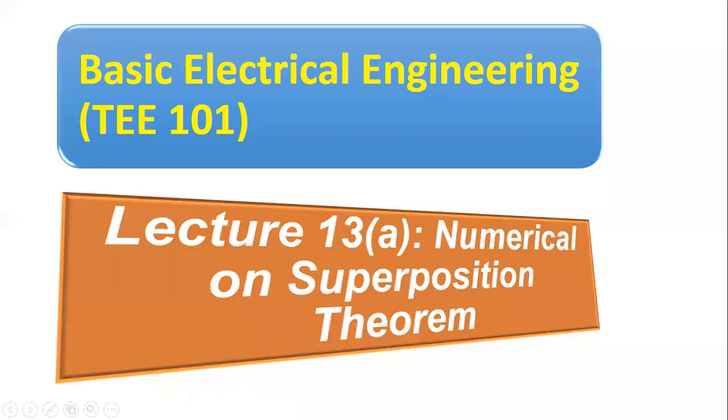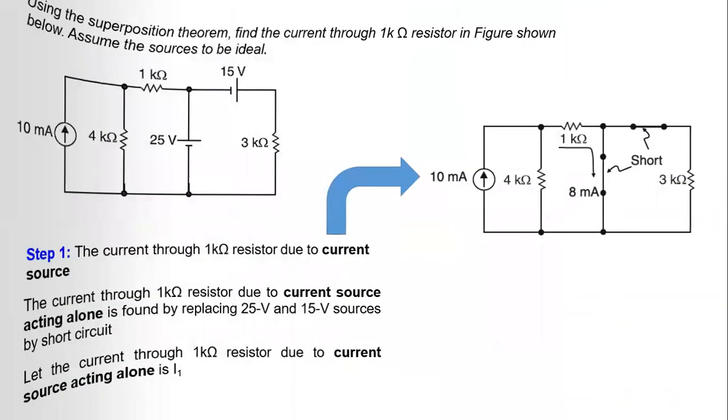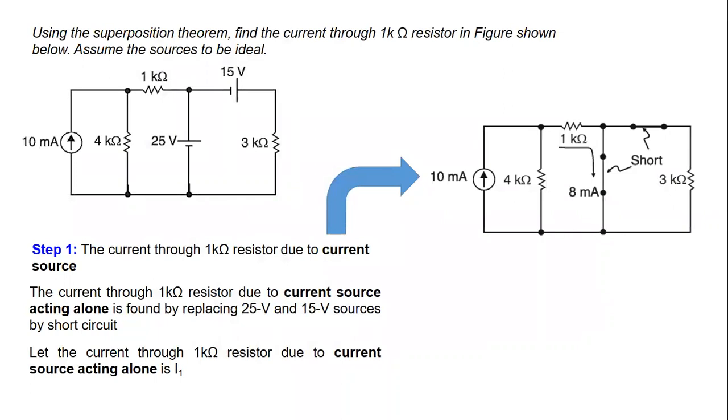Dear students, in this lecture, we will discuss one numerical problem related to superposition theorem. As per the statement of the numerical, we have to find out the current through the 1 kilo ohm resistor in the circuit shown here. We have to find the current through this particular resistance using superposition theorem, and we can assume all the sources to be ideal.